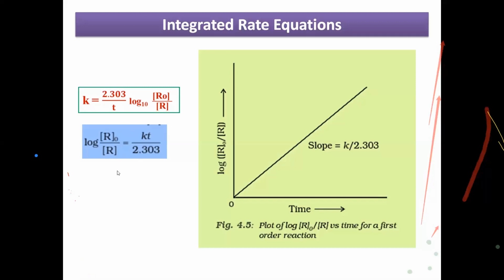Y equals mx plus c. You can compare this equation with y equals mx plus c. So you can definitely say that if t is my x coordinate, then k upon 2.303 will be considered as the slope. So my slope will be k upon 2.303 when you are plotting log of r0 by r versus t. So this is the first order kinetics plot, which is a straight line passing through the origin.